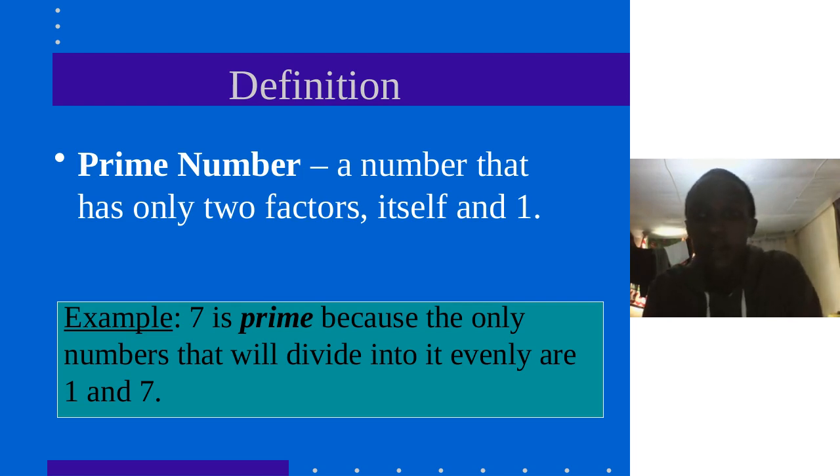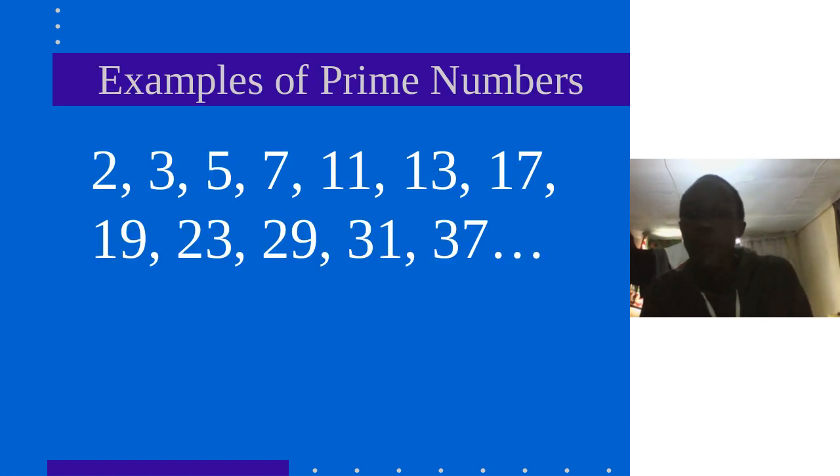Class, what's a prime number? A prime number is a number that has only two factors, itself and 1. It can be divided only by itself or 1. For instance, 7: you can only divide by 1 to get 7 or divide by 7 to get 1. No other number can divide 7, meaning 7 is a prime number.